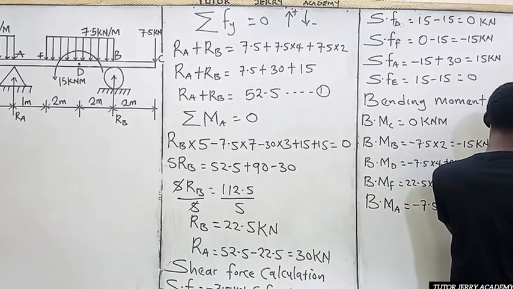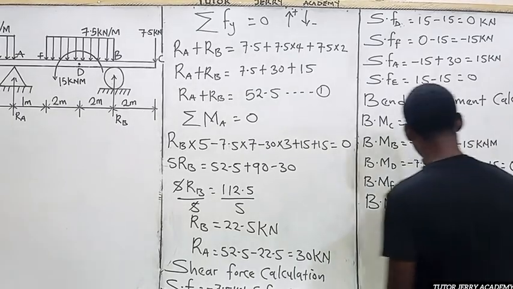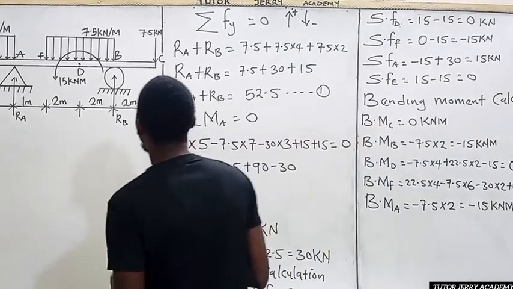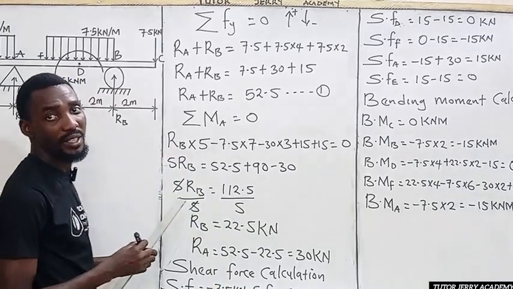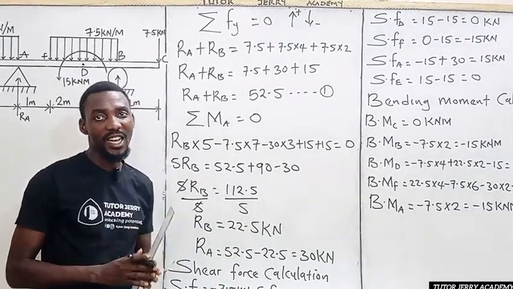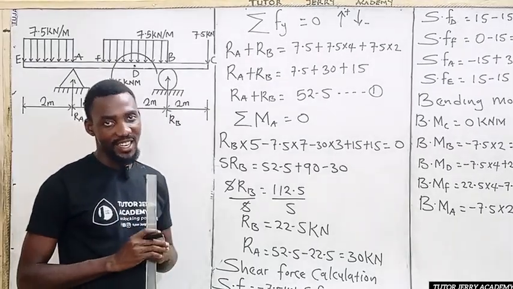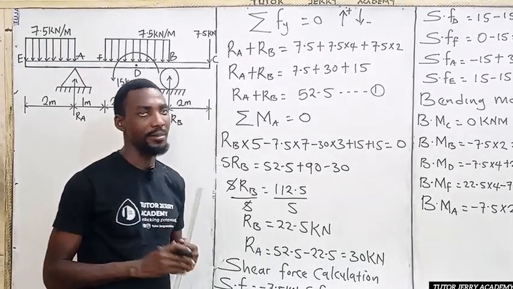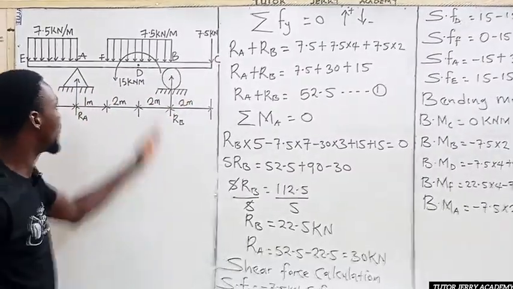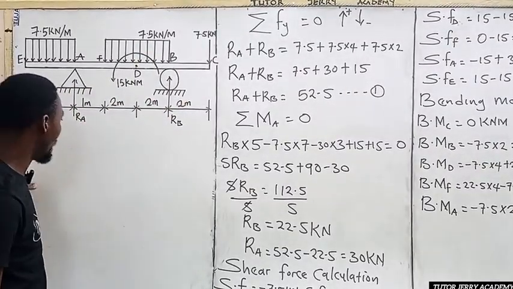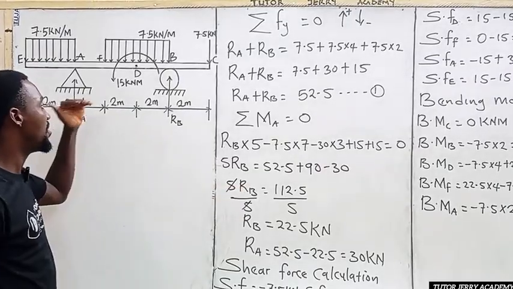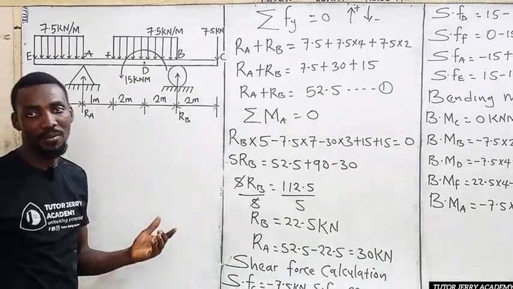Kilonewton meter. All right. So including this one too is kilonewton meter. So now we are going to be drawing the shear force diagram and the bending moment diagram. Stay tuned. At every point here we are going to draw the loads downwards. Then we are going to draw the reference line for our shear force and the reference line for our bending moment.